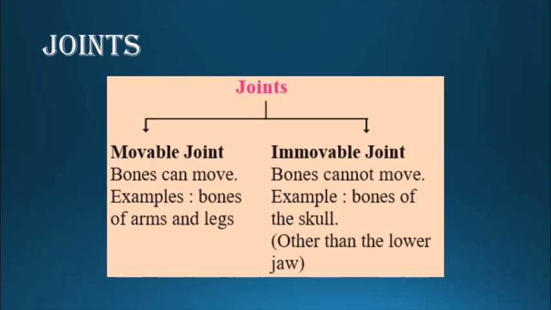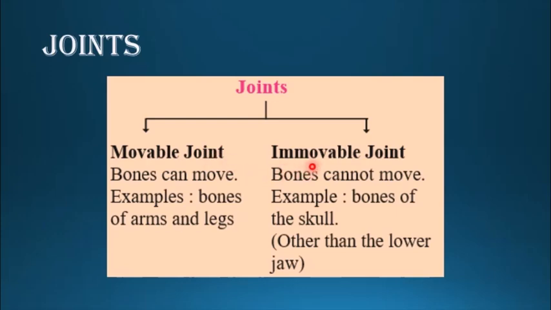Now joints can also be of two types, that is, the movable joint and the immovable joint. If I have to define a joint, you can say that the place where two or more bones are connected to each other is called a joint. And movable joints means the joints can move easily. That is, you can move the bones of your legs and your arms.